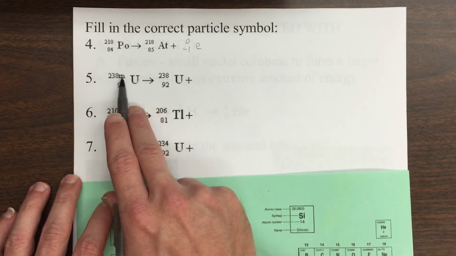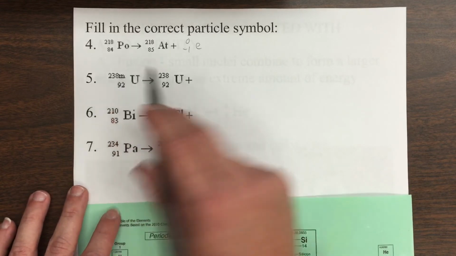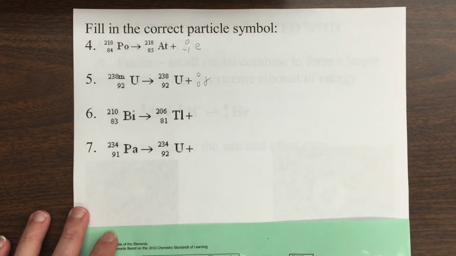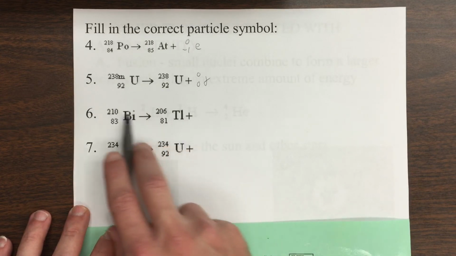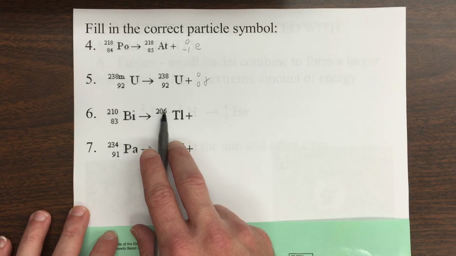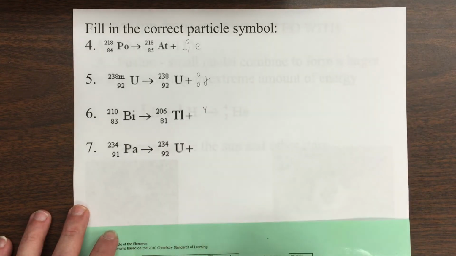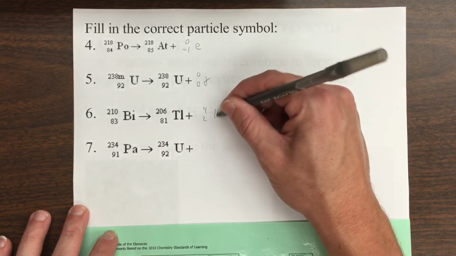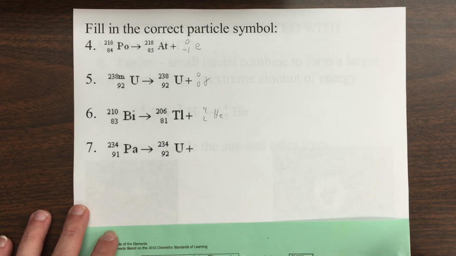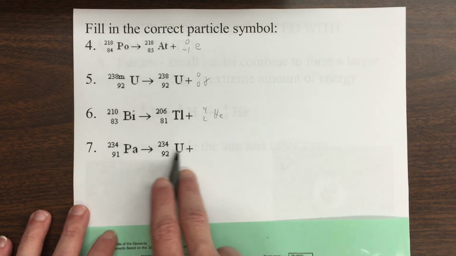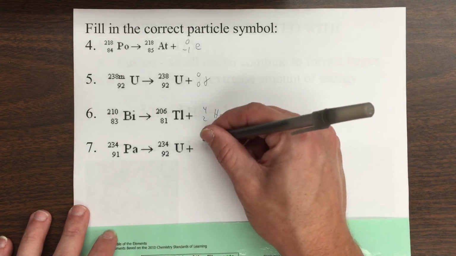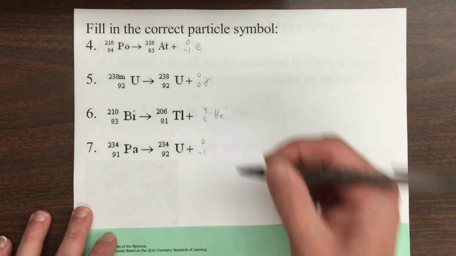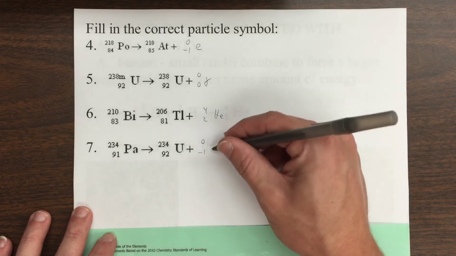Here, same element, we have an m to signify that it's metastable, so no change in mass or atomic number, and that is gamma. Here we go down in mass by 4, so we have 4 left over. Difference between these is 2. 4 and 2 means it is a helium nucleus, alpha particle. And finally, no change in mass, so this is a 0. We're increasing our atomic number, so we had to give off a beta particle.